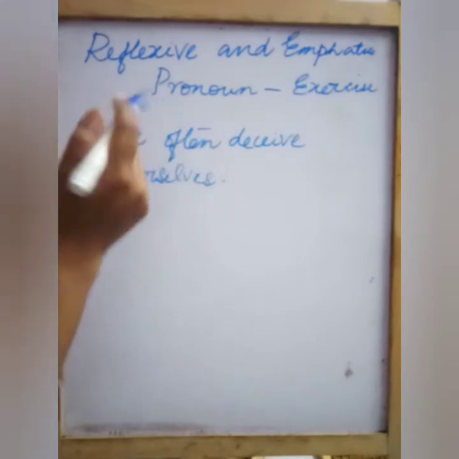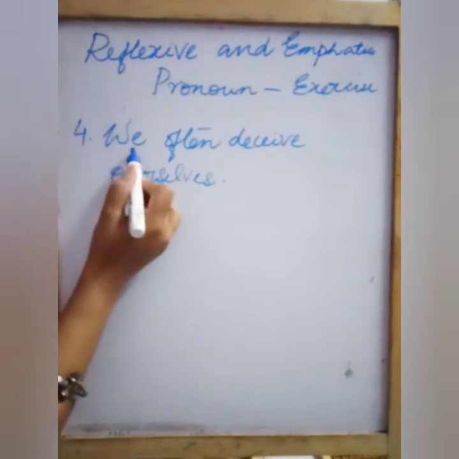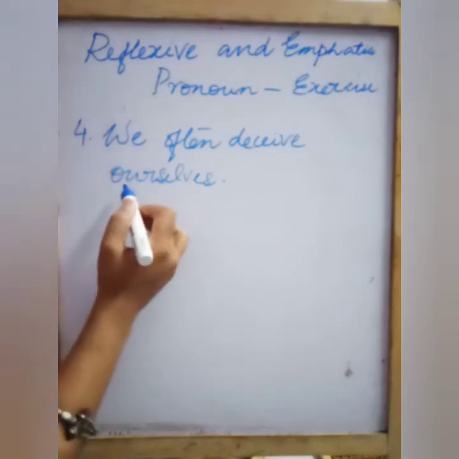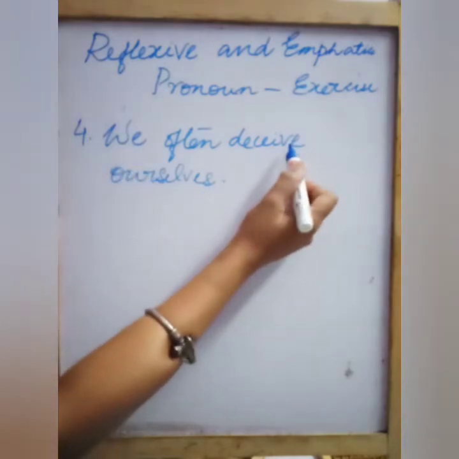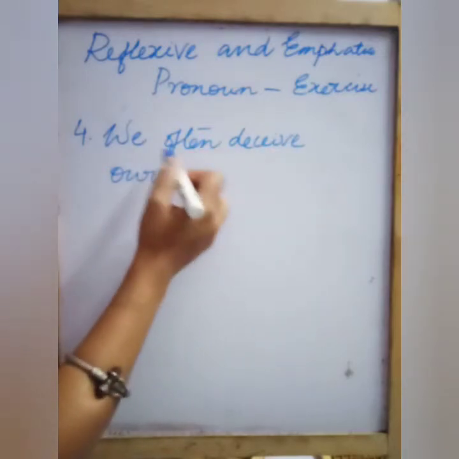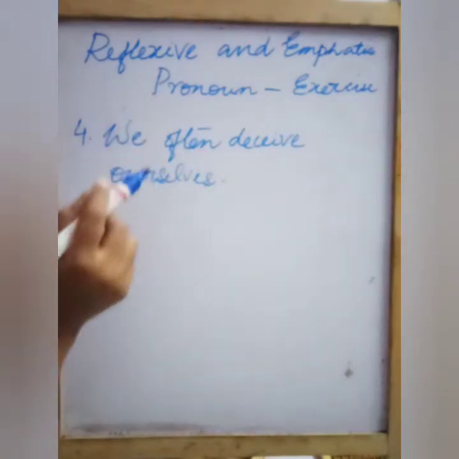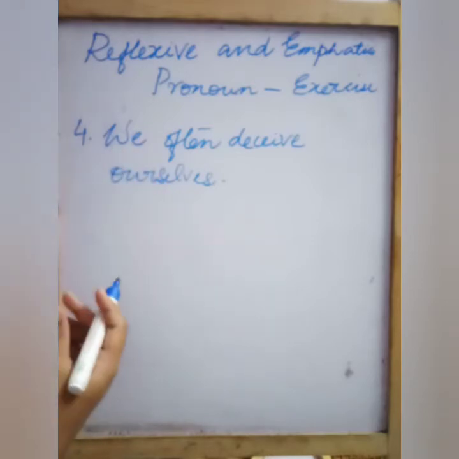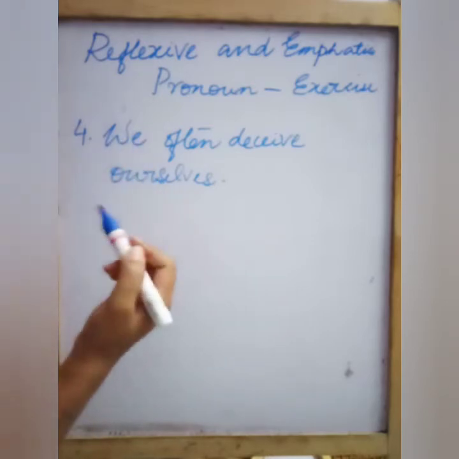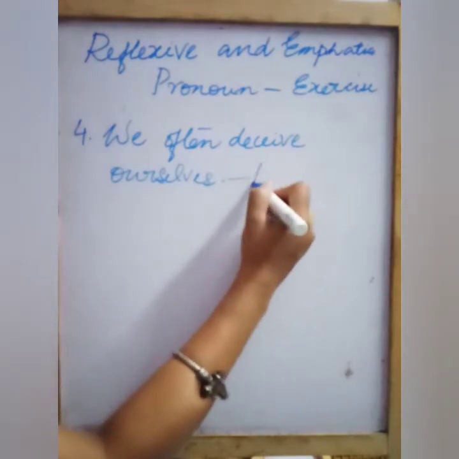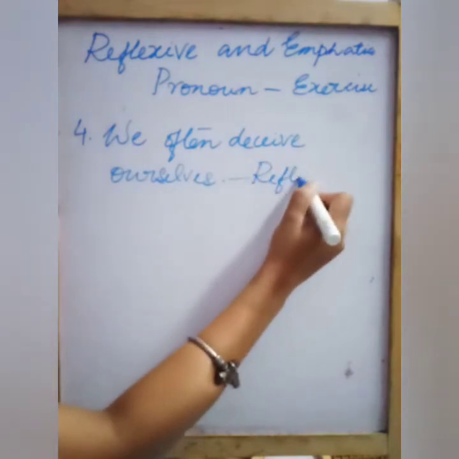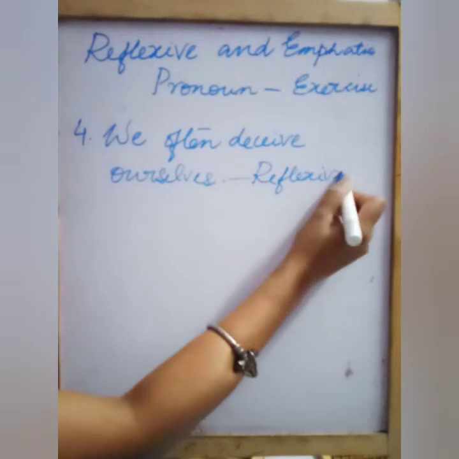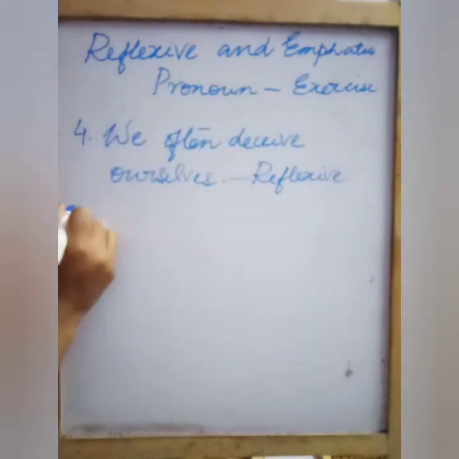No, it doesn't. Again, see, we is the pronoun here, the subject of the sentence, and ourselves is the object. Deceive is the verb, the action being done by we. Who is the receiver of the action? Ourselves. We are doing it and we are receiving it back, isn't it? So the subject and the object are the same. So it is reflexive. Right? Next.